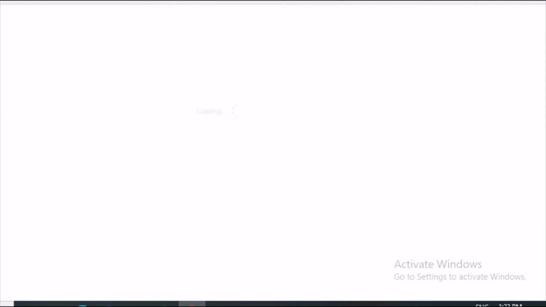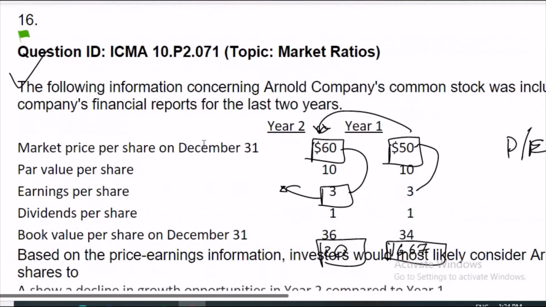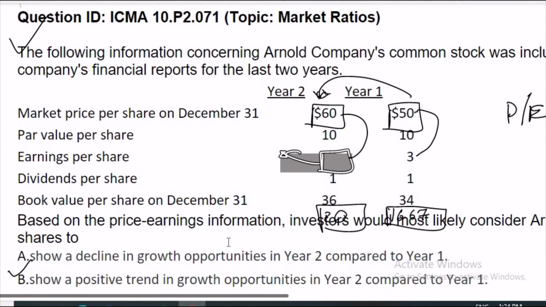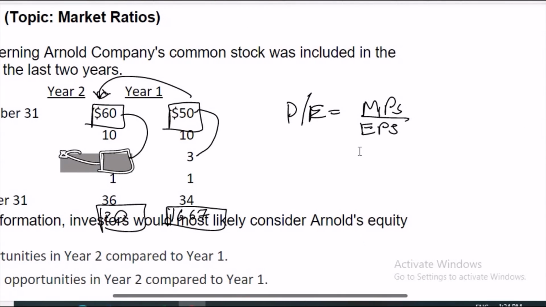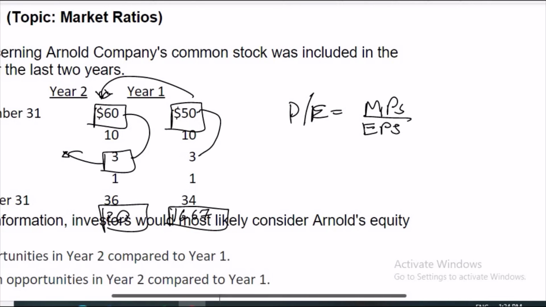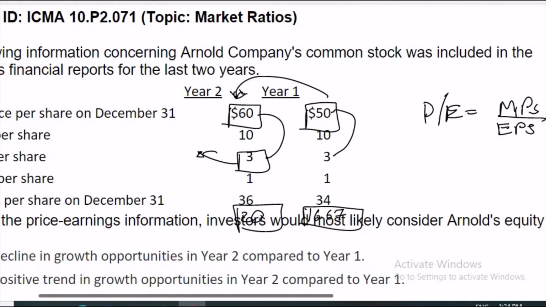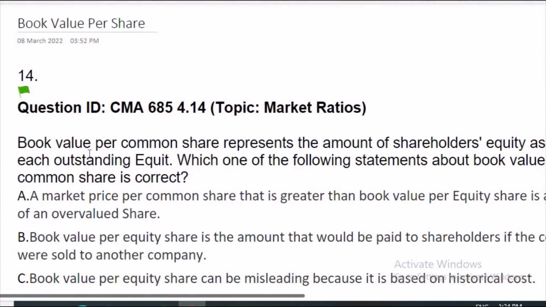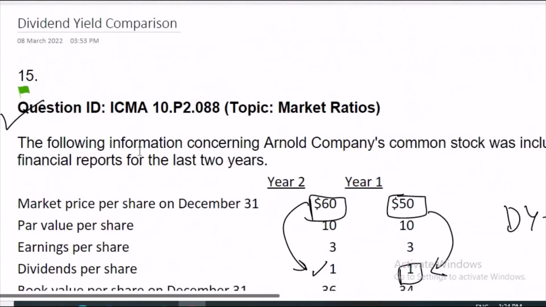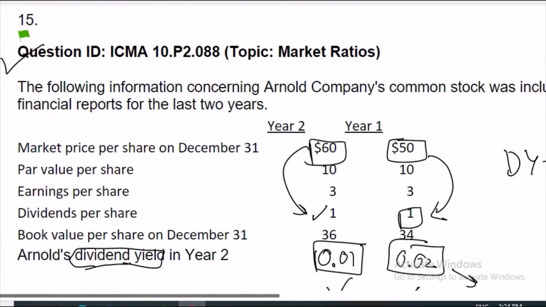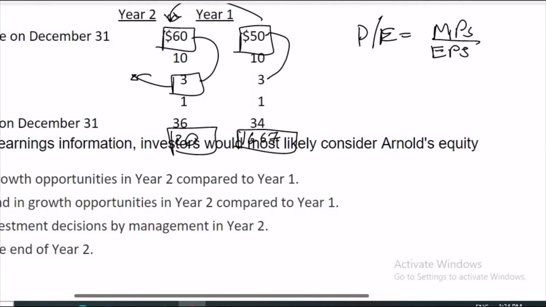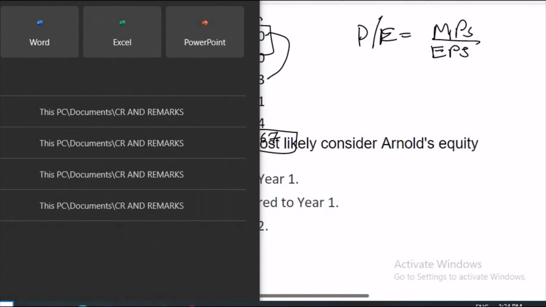So next, P/E ratio. The following information concerning the company's common stock with the equivalent P/E is MPS upon EPS. This we have calculated. P/E ratio. We are going to MPS upon EPS. I will be using a calculator for it.